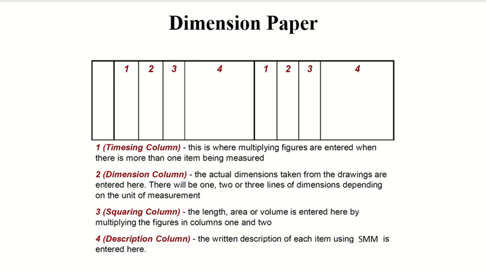So you have an item where one set is 2 cubic meters, and you have 3 of them, right? So you will write 3 here, and there will be dimensions here. So 3 multiplied by those dimensions, the answer will come in column number 3. Got it? Column number 3 is a product of 1 and 2. And there is one item which is not repeated.